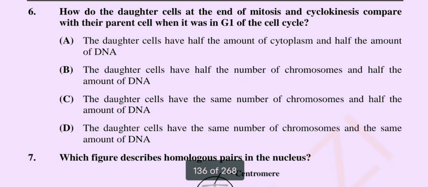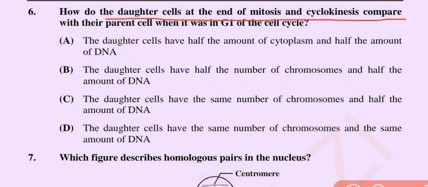Question number 6. How do the daughter cells at the end of mitosis and cytokinesis compare with their parent cell when it was in G1 of the cell cycle? Option A, the daughter cells have half the amount of cytoplasm and half the amount of DNA. Option B, the daughter cells have half the number of chromosomes and half the amount of DNA. Option C, the daughter cells have the same number of chromosomes and half amount of DNA. Option D, the daughter cells have the same number of chromosomes and the same amount of DNA. So the correct option is option C, the daughter cells have the same number of chromosomes and half amount of DNA.